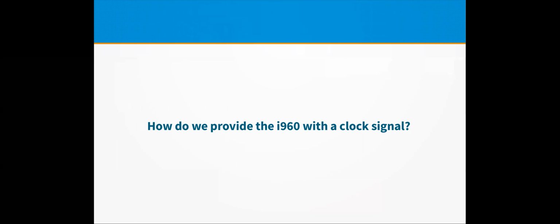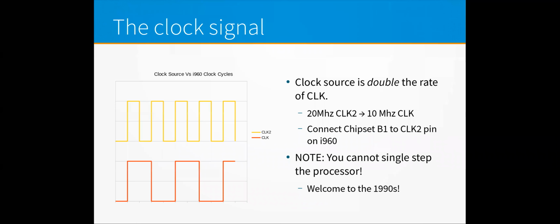And I did say 20 megahertz, even though this is a 10 megahertz processor, and I'll explain why I said that. But the problem is then I need to have a separate clock source for the chipset. So the clock signal is a little interesting on the i960. The pin that takes in the clock signal is called CLK2. There is no CLK1 because it actually stands for clock times 2. So you provide a clock source that is double the rate of the clock. So I need to provide a 20 megahertz clock to get a 10 megahertz signal internally.